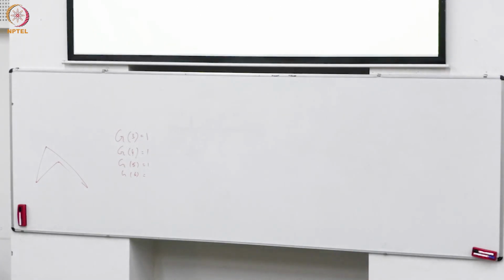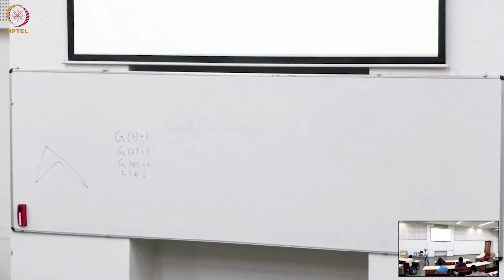What will be G of 6? Well, suppose you take a hexagon, how many vertices does it have? 6. How many guards will you require? There you will require only one, but we are not talking about that case. We are talking about whether there could be any other configuration of a polygon of 6 vertices where it could require more than one.